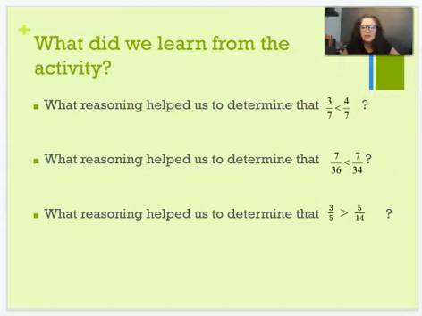And then how about that last one? How do you know that 3/5 is greater than 5/14? It doesn't have a common numerator. It doesn't have a common denominator, but you could use a benchmark fraction of 1/2. I know that 3/5 is more than 1/2 because half of 5 is 2.5. And I know that 5/14 is less than half because half of 14 is 7. So I can compare those and explain my reasoning.